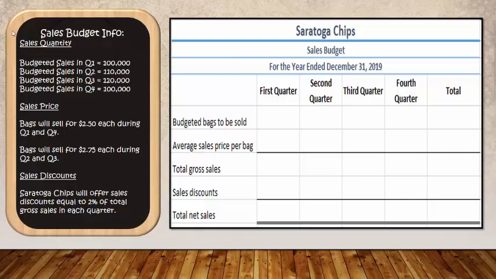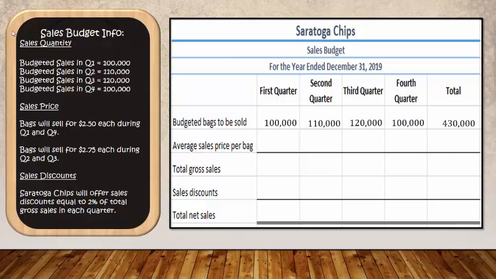And during the entire year, they're going to offer a sales discount equal to 2% of total gross sales. So we start with our row for budgeted bags to be sold, and all we do is copy the information over from the sales quantity section of our info. So during the first quarter, we expect to sell 100,000 bags of chips. During the second quarter, 110,000. Third quarter, 120,000, and in the fourth quarter, our sales volume will decline down to 100,000 bags of chips again. In total, during the year, that means we expect to sell 430,000 bags of chips.